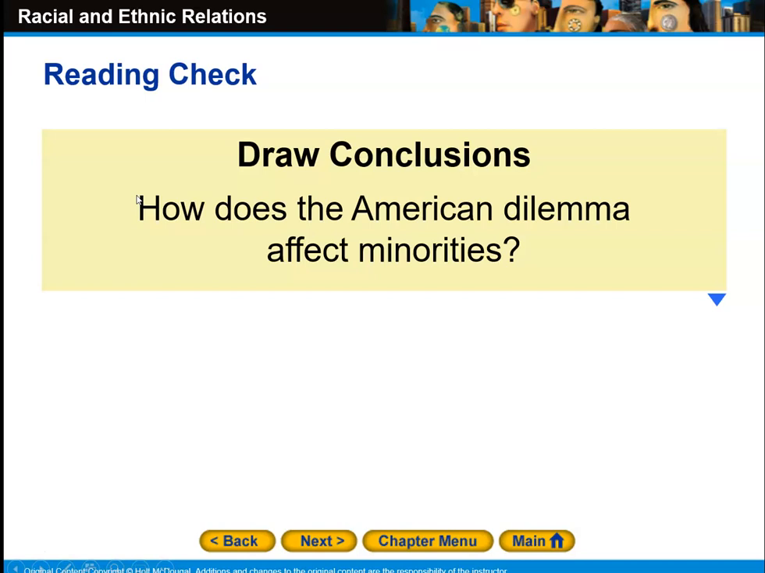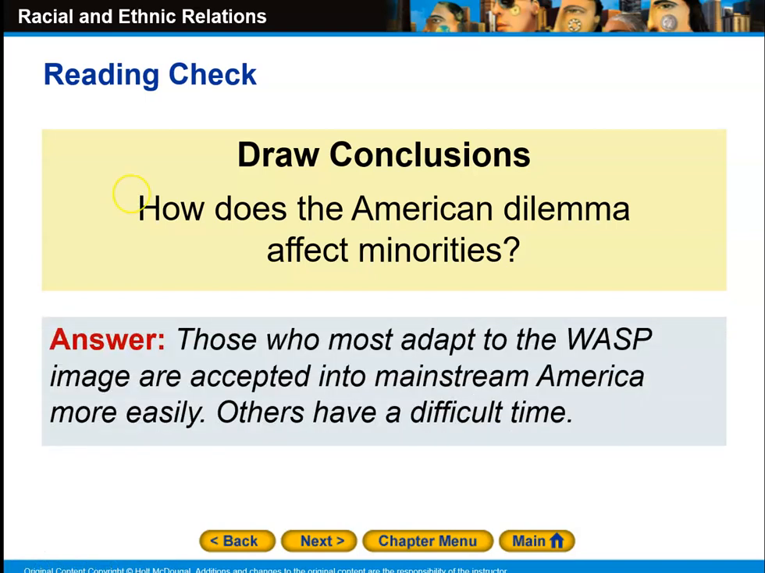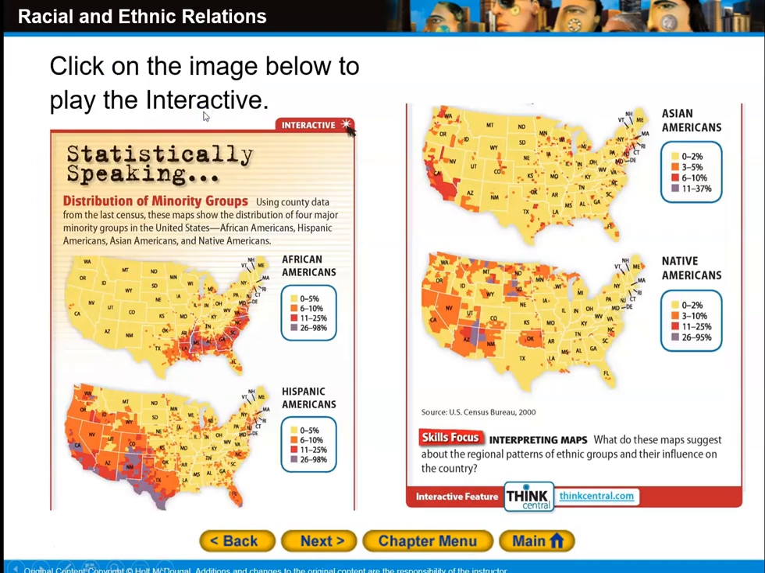So how does the American dilemma affect minorities? Those who adapt to the WASP image are accepted into mainstream America more easily. Others have a difficult time. So what we find is that those groups that adapt to the way white people want are the ones that tend to be more successful.